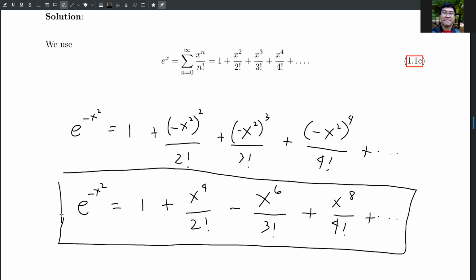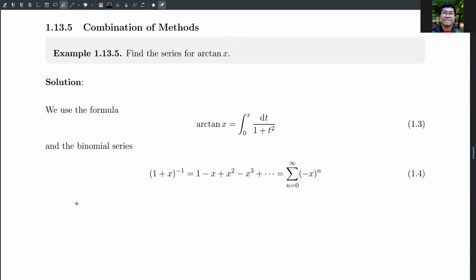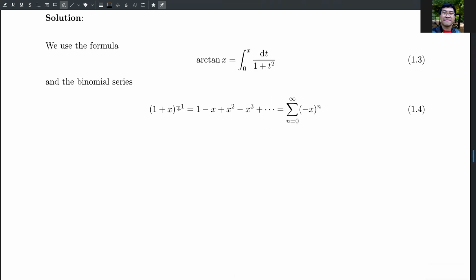Okay, what else? You have a combination of methods. Suppose we use the series for arctangent. Arctangent, we know we can write it as an integral of dt over 1 plus t squared from 0 to x. Now we go back to the binomial expansion we derived with p equals minus 1. If you have 1 plus t squared to the power of minus 1, simply substitute x with t squared.